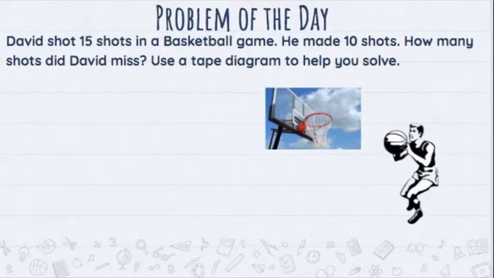It says he shot 15 shots, but he only made 10 of them. That means only 10 went to the basket. Think in your brain, do I need an addition sentence or a subtraction sentence? Go ahead and pause the video and try this on your own.